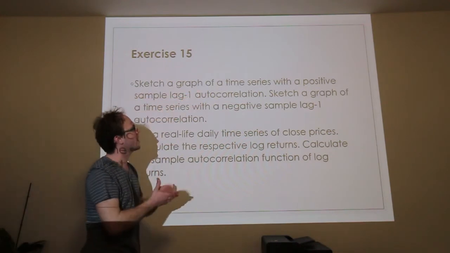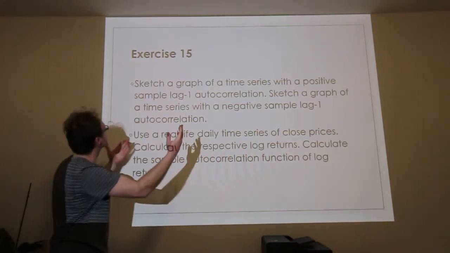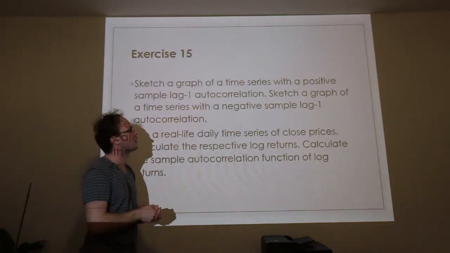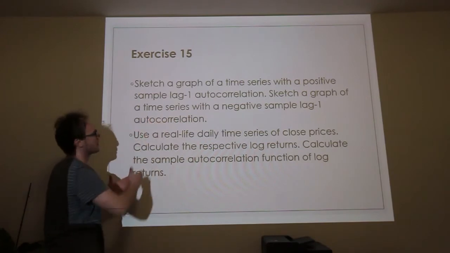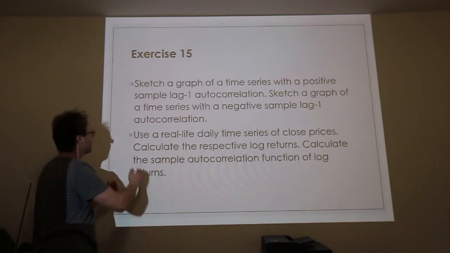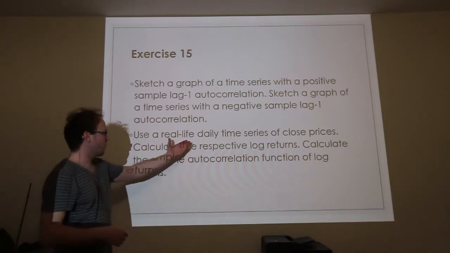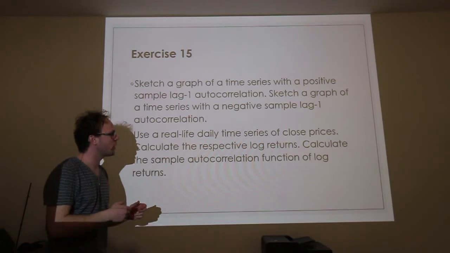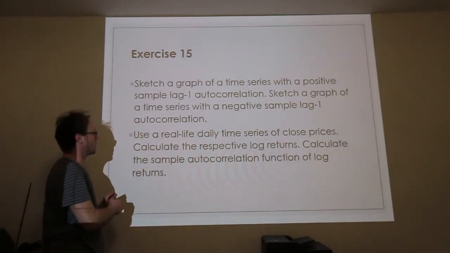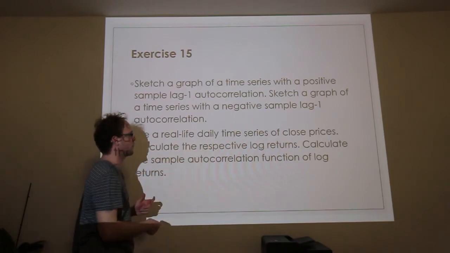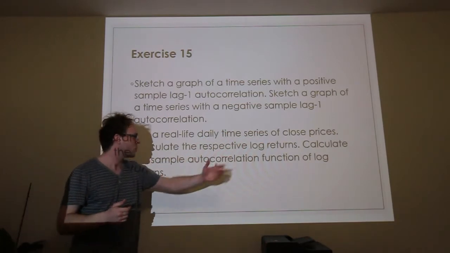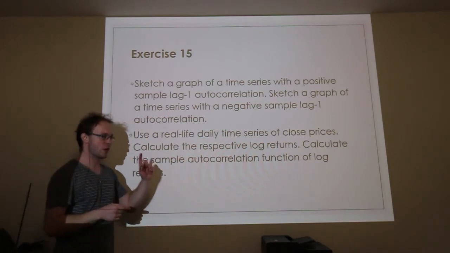Sketch a graph of a time series with a positive sample lag-1 autocorrelation. Sketch a graph of a time series with a negative sample lag-1 autocorrelation. Use a real-life daily time series of close prices. So we will select some real data set and we will calculate the respective log returns. Calculate the sample autocorrelation function of log returns.